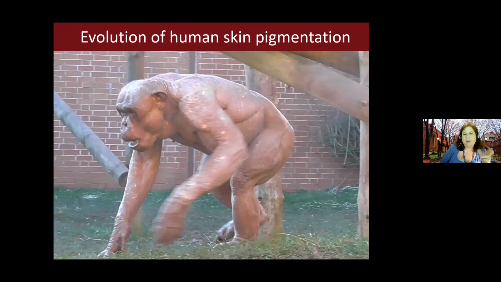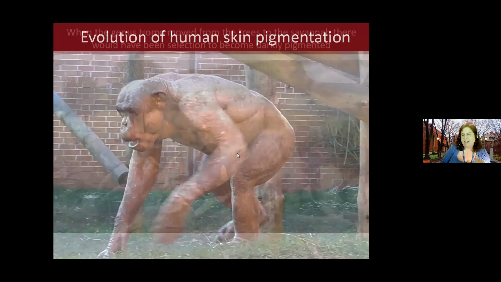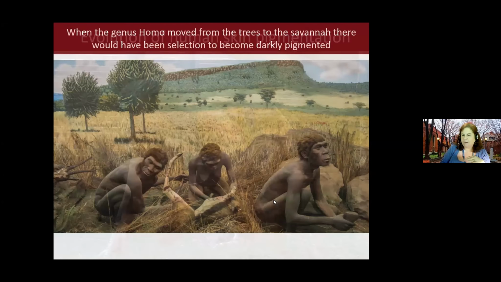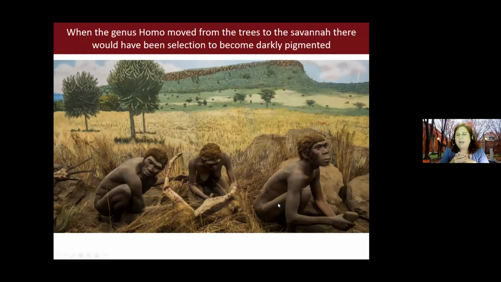And that when our ancestors left the forest and went into the savanna, there'd be selection for more darkly pigmented skin. But I would argue that there could have been variation in Africa for millions of years for skin color, depending on where people were living. There could have been quite a bit of variation.